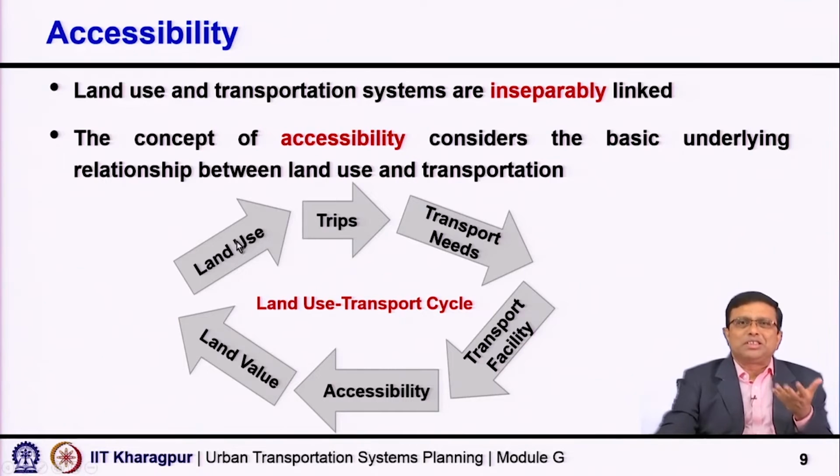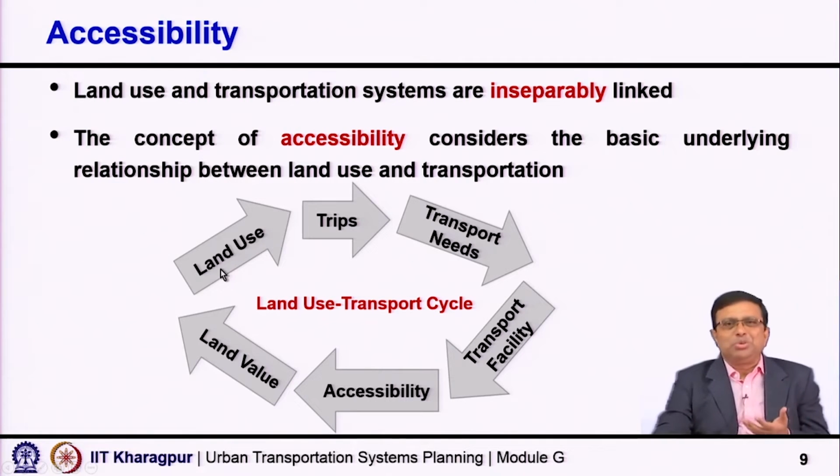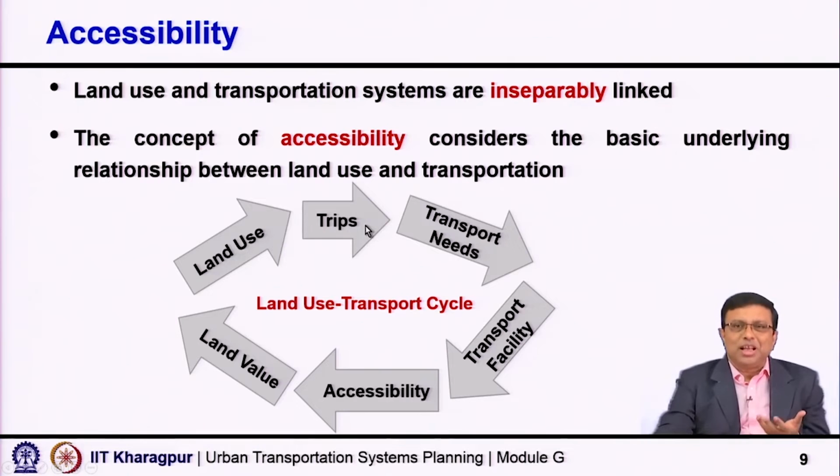So, something is existing today. Existing land use, because the activities will be there, activities will be distributed. So, that will generate trips, obviously the land use will generate trips. Now, the trips will generate the need for the transport systems.